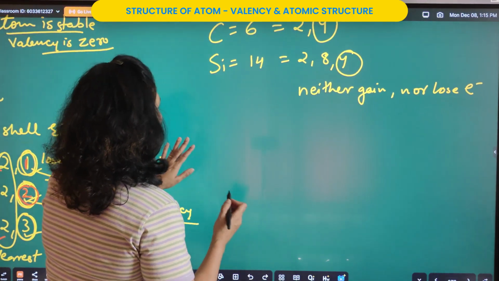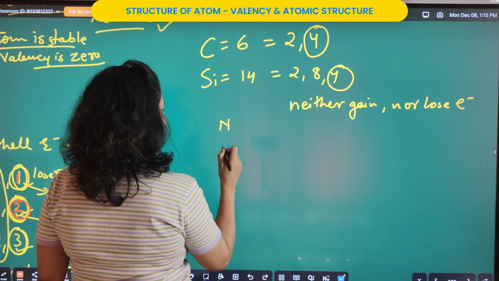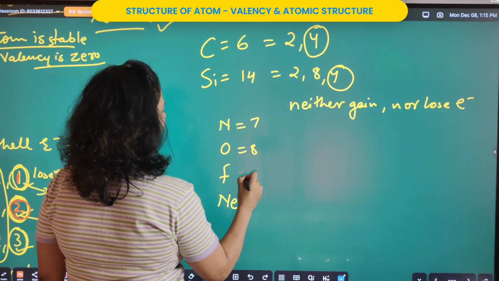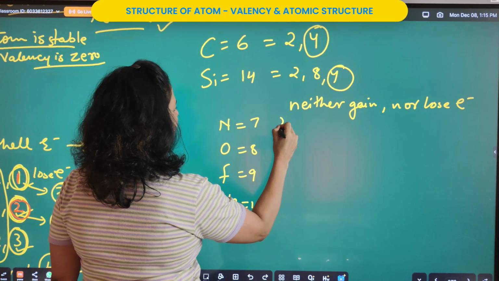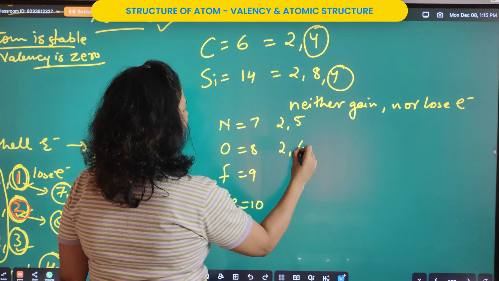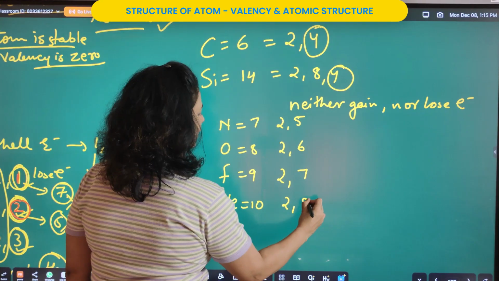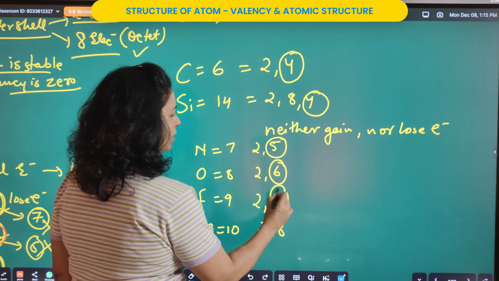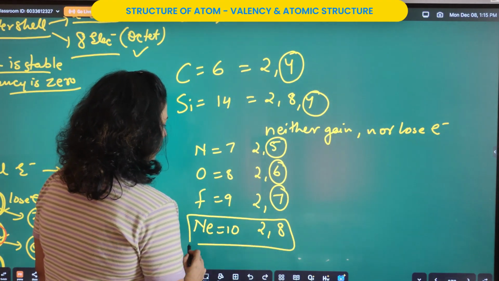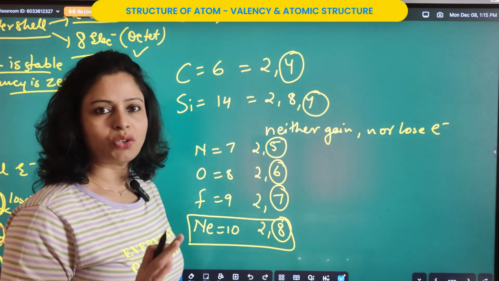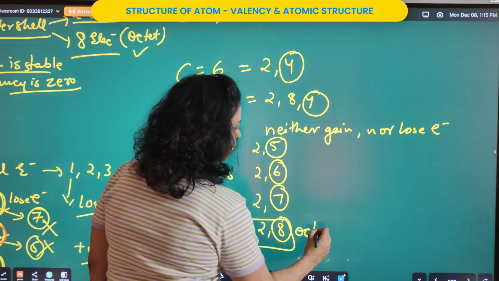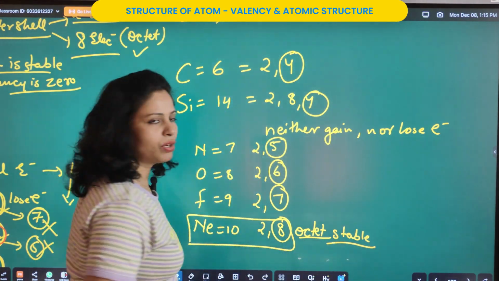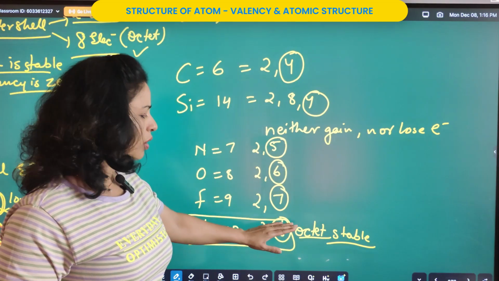After carbon, if you see nitrogen, nitrogen is 7, this is 8, 9, this is 10. So what is the EC here? 2, 5, this is 2, 6, this is 2, 7, this is 2, 8. Now here the last shell has 5 electrons, here 6 electrons, here 7 electrons. But here this is neon, a noble gas, whose last shell is filled with 8 electrons. It is complete, which shows it is octet. So this is a stable electronic configuration. It will not lose any electron, it will not gain any electron.